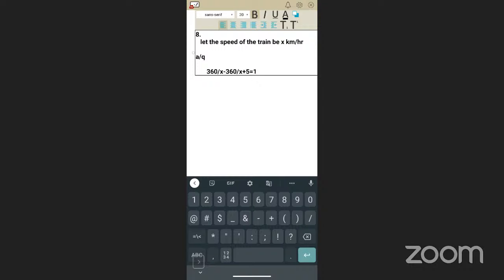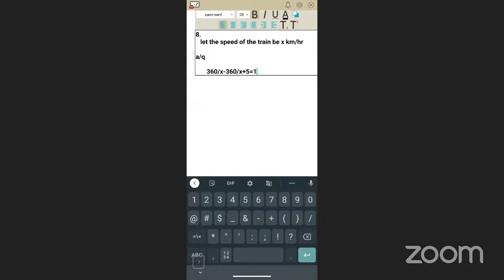Now again you see 360 divided by x plus 5. 360 is the distance, and now they say the speed before, what was the speed? They have increased it by 5 kilometers per hour more. So what was the previous speed? X. If I add 5, it will become x plus 5, isn't it? Understood or not? Yes, sir.